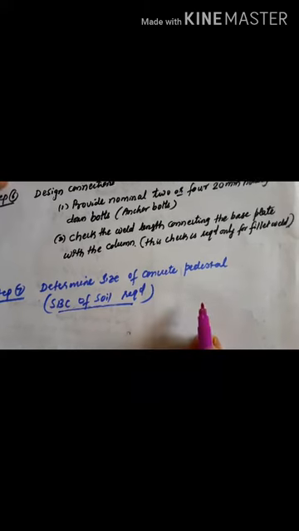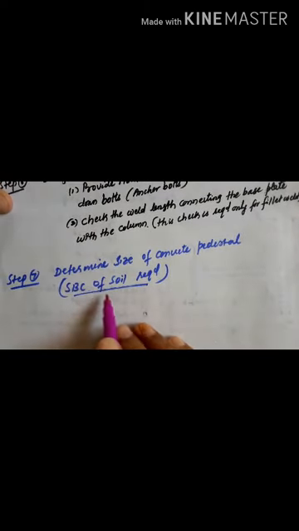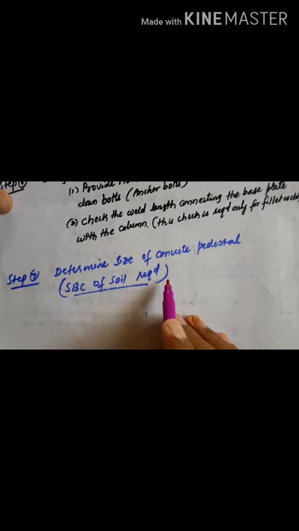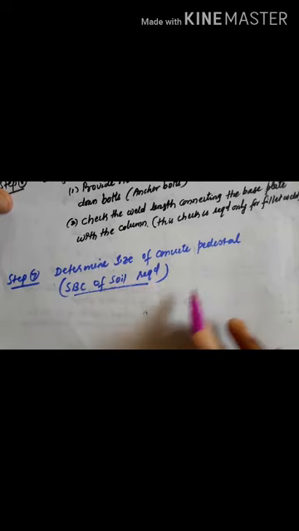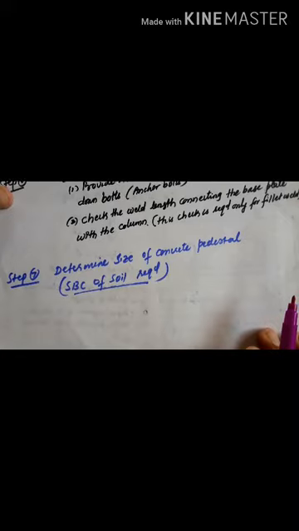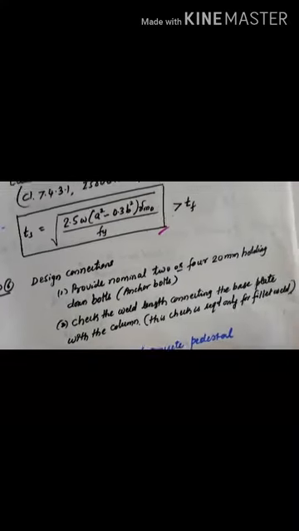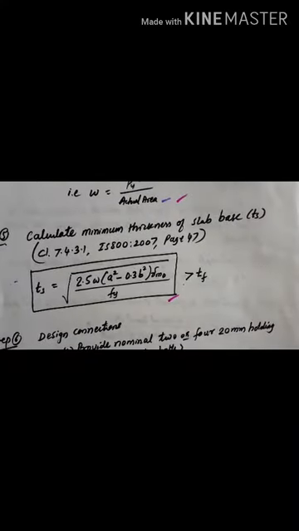Then determine the size of the concrete pedestal if the SBC of soil is given. If the SBC of soil is not given, just assume the SBC of soil and then calculate the concrete pedestal. So these are the design steps for a simple slab base plate.